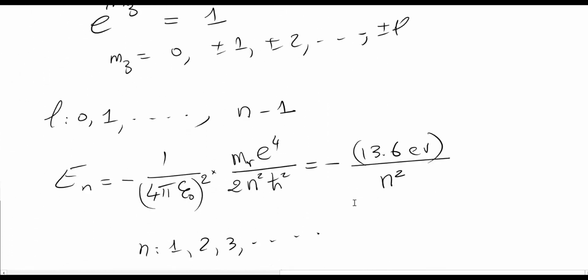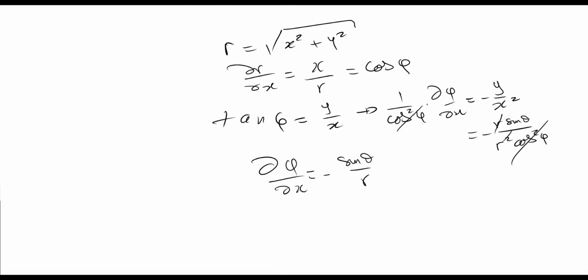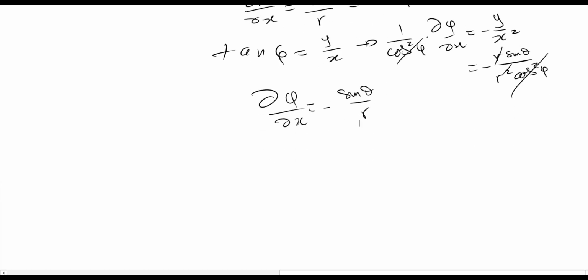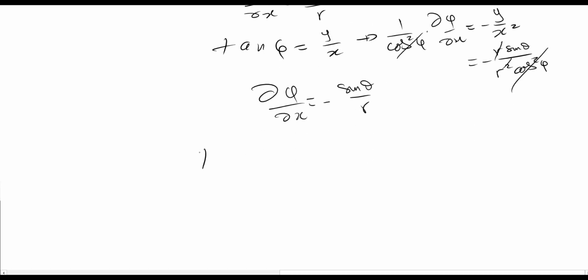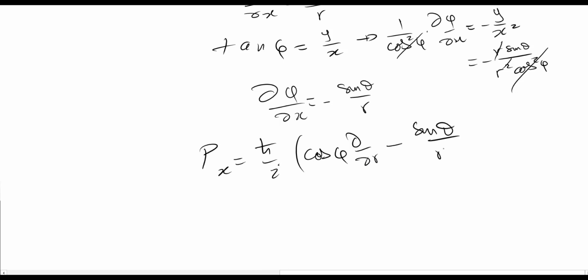I'm just giving you a flavor of how this looks. So this will be the dx. So px is going to be h bar over i times cos phi times the derivative with respect to r, plus, minus in this case. The reason why it's minus is because I pulled out a minus here, sine of phi over r times the derivative with respect to phi.